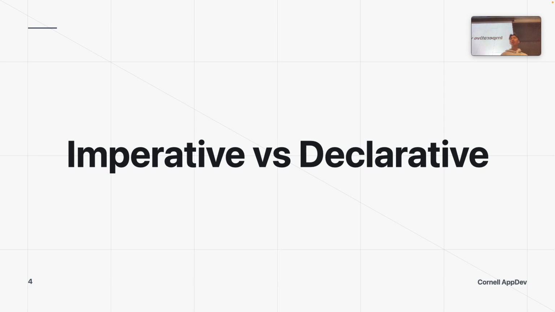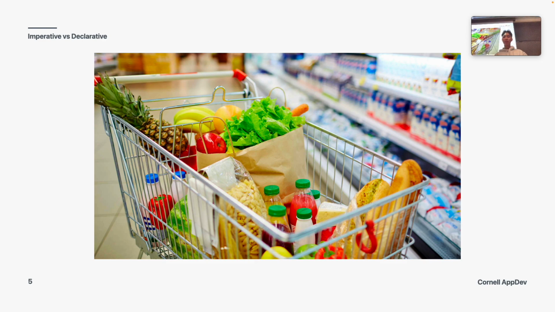In order to actually understand SwiftUI, there's a clear distinction that we all need to understand, which is imperative versus declarative. Now, the best way to understand this is to look at some kind of analogy. So I usually take this shopping cart or going to the grocery store analogy. Imperative defines how tasks should be accomplished.